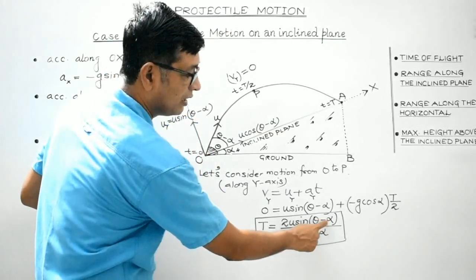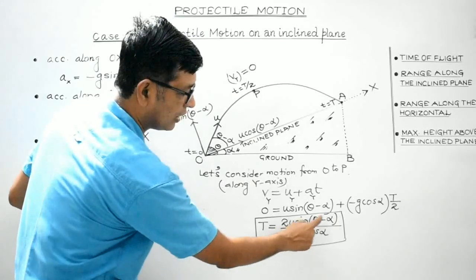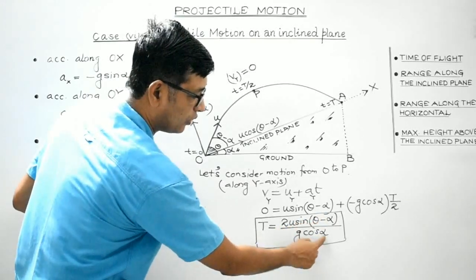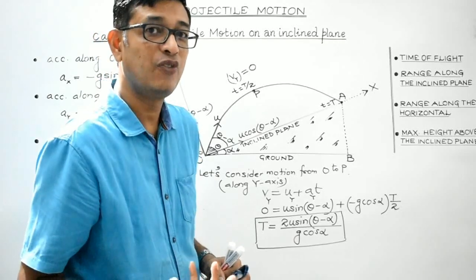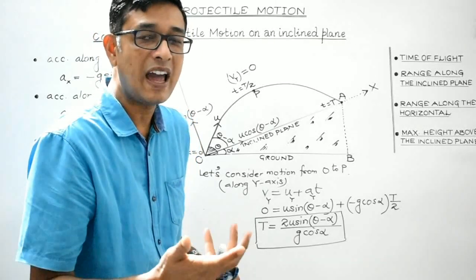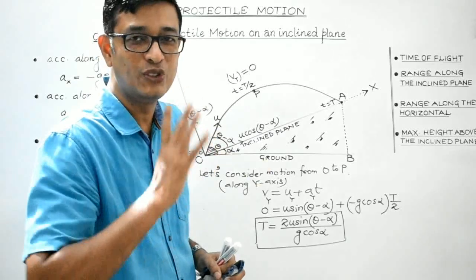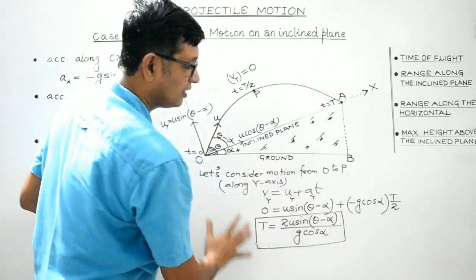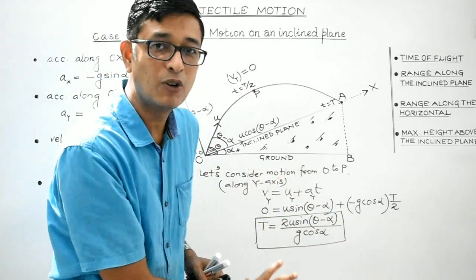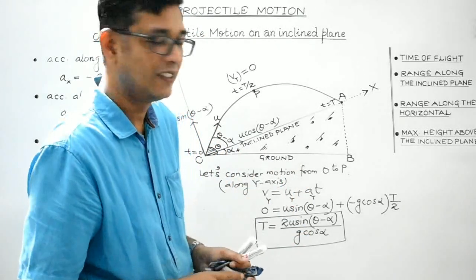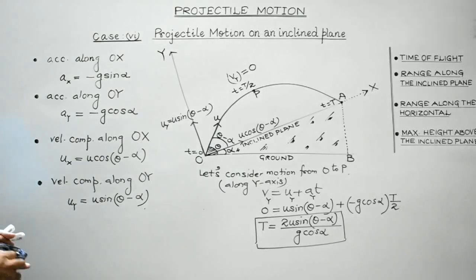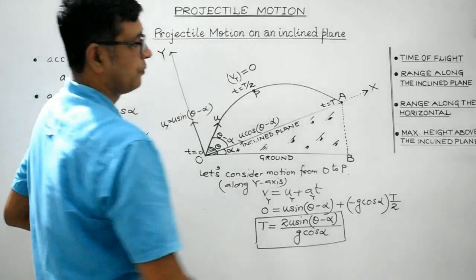So putting alpha equals to 0 over here, we'll get 2u sine theta. Cos alpha, cos 0 is 1. So we will get 2u sine theta by g, which is the formula for the time of flight, same as was in case 2. So thus, this verifies that the formula which we have derived for the time of flight for this particular case is perfectly okay, right? So that's it. This is the expression for the time of flight.